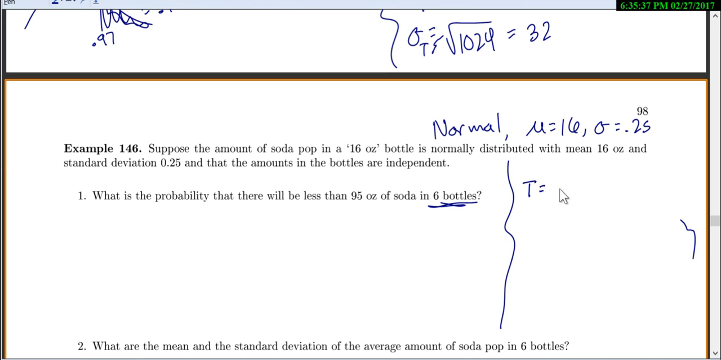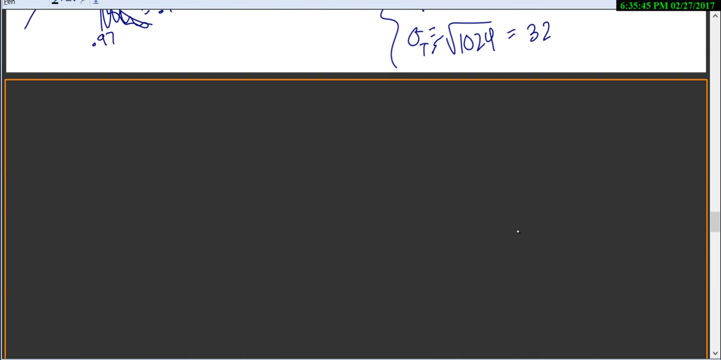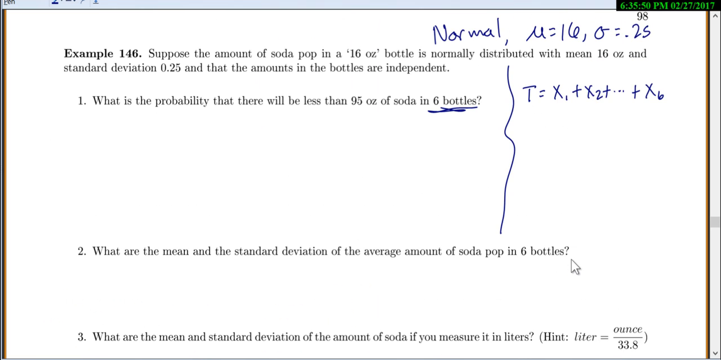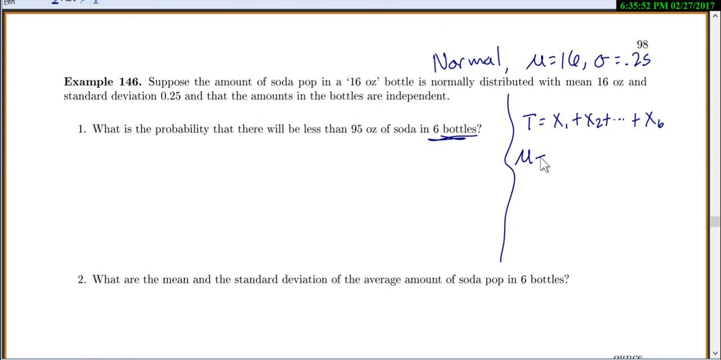So let's say the total is going to be the first bottle plus the second bottle plus up to the 6th bottle, right? So now we need to find our new mean. And how do you find the new mean? You just add up all of the averages for each one. So we'd have 16 plus 16 plus 16 plus 16 plus 16 plus 16, or 96.